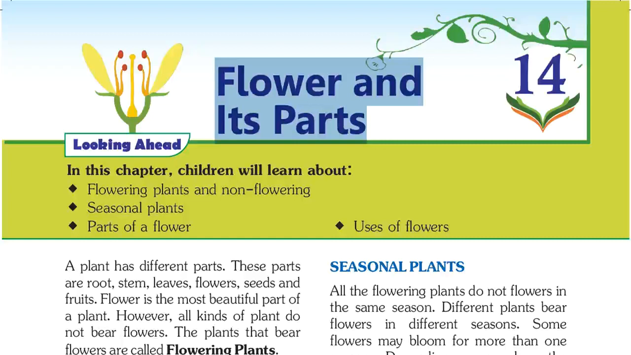The flower has different parts, namely sepals, petals, stamen and carpel. Let us learn about flowers in detail in this chapter. So, let us read how it is explained in our book.